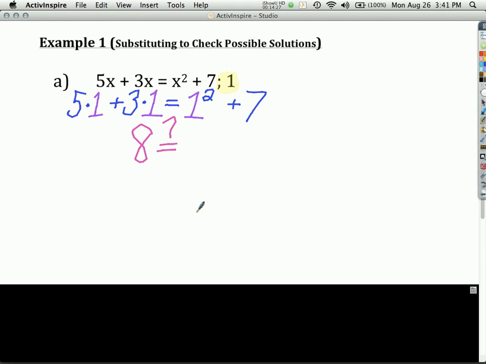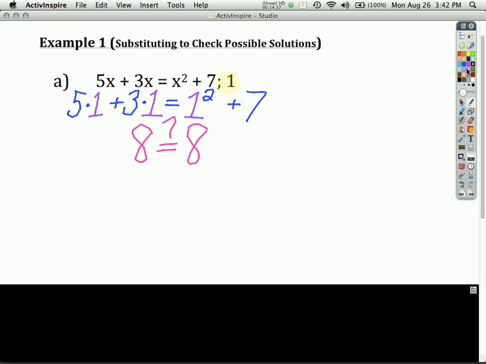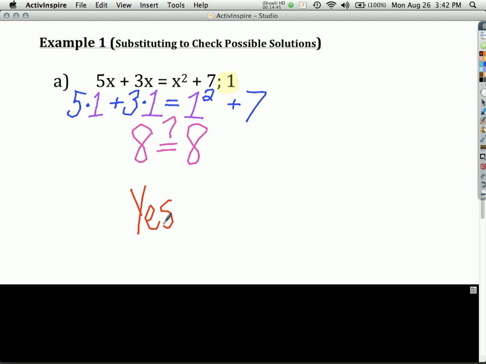Come on. 8. We get 8. So we get the same value. So what we have figured out is 1 is a solution. So the answer is yes. Yes, 1 is the solution to the equation. So the answer is yes.